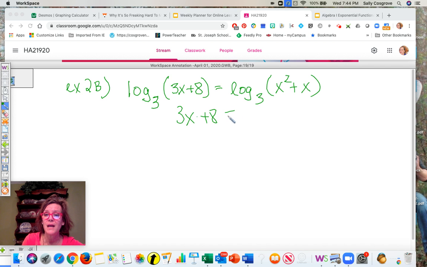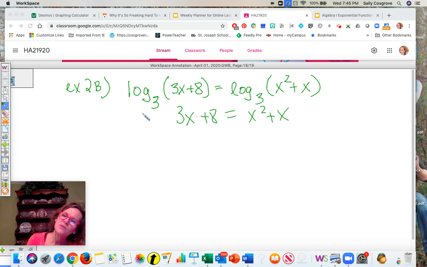So 3x plus 8 equals x squared plus x. The logs are gone. And it looks like linear on this side and boom, quadratic over there. So it looks to be another quadratic equation. So we have a possibility of 2 solutions, or maybe 1 solution, or maybe no solutions. So keep that in mind. We could have 2, 1, or none, right?